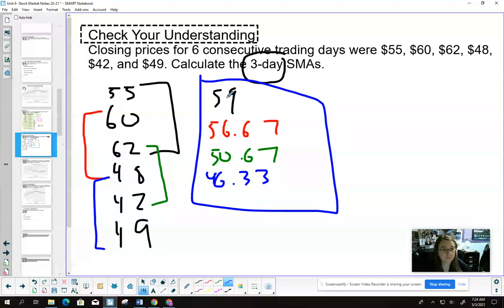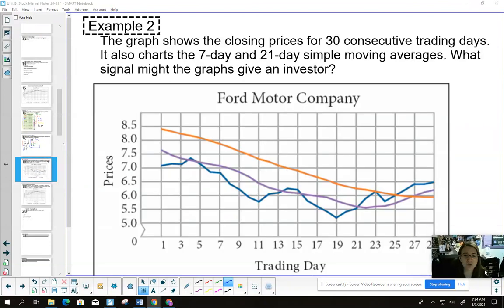Now again, this still jumps around quite a bit. The more days that you take, the smoother the graph is going to look, which we're going to see on the next slide. So a 3-day SMA is still relatively choppy. If you have a 10-day SMA or a 20-day SMA, which they can do, the graph will be a lot smoother. The data will be closer together. But yeah, 3-day SMA is still going to be relatively choppy. So let's talk about how this is useful to us.